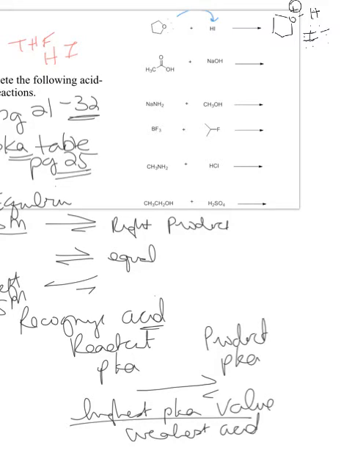Here, where's your acidic proton? It's on the acetic acid. This is acetic acid, and this is a strong base. So the strong base, the O minus, will come and deprotonate, and then you'll get sodium acetate and water.